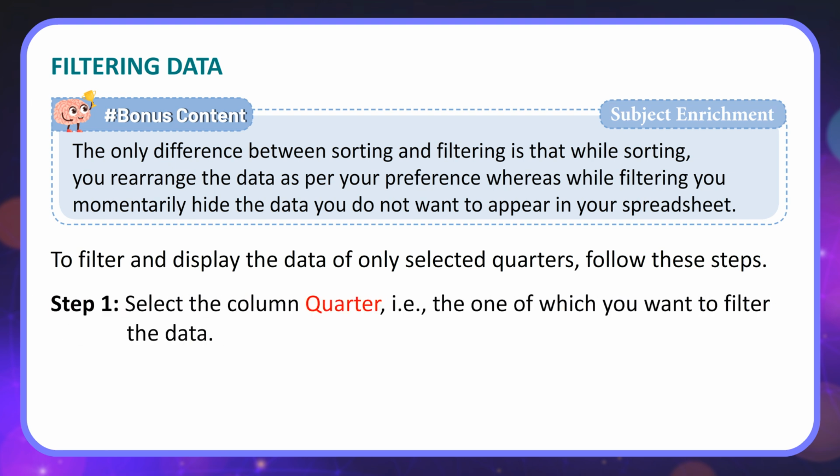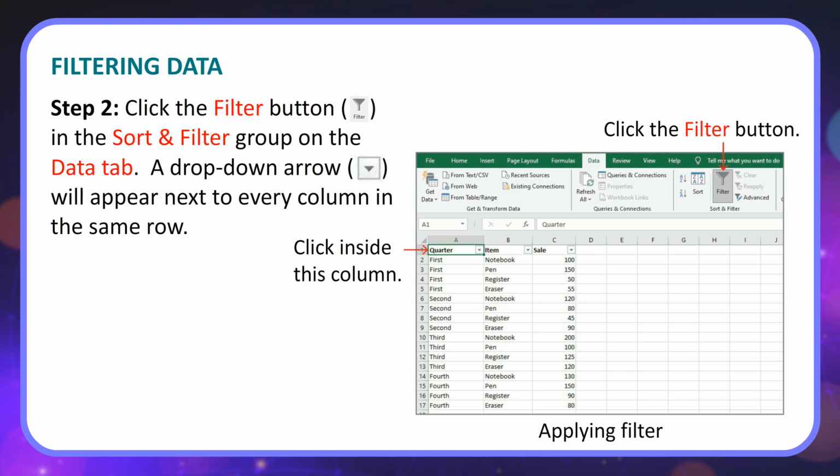Step 1. Select the column quarter, i.e., the one of which you want to filter the data. Step 2. Click the Filter button in the Sort and Filter group on the Data tab. A drop-down arrow will appear next to every column in the same row. Click the Filter button. Click inside this column.